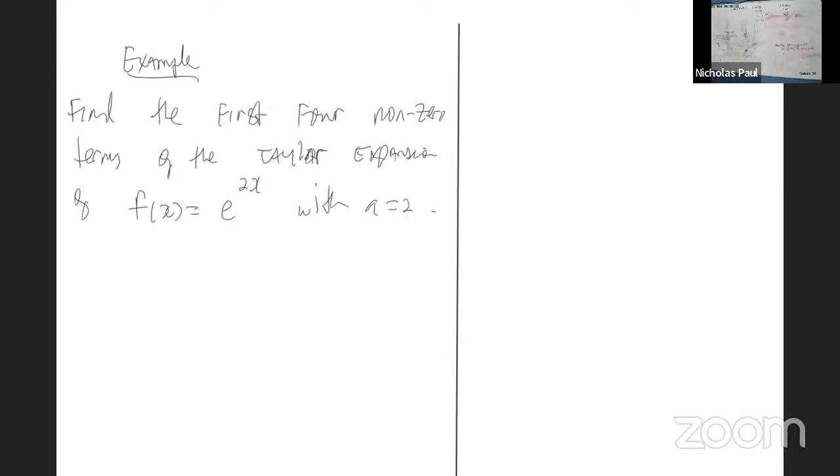First thing first, we have to find f of 2. Actually, let's write it like this, right? So you get a little pattern to follow. f of x is e to the 2x. So f of 2 is e to the 2 by 2, right? Which is e to the power of 4. They want the first four non-zero terms, right?